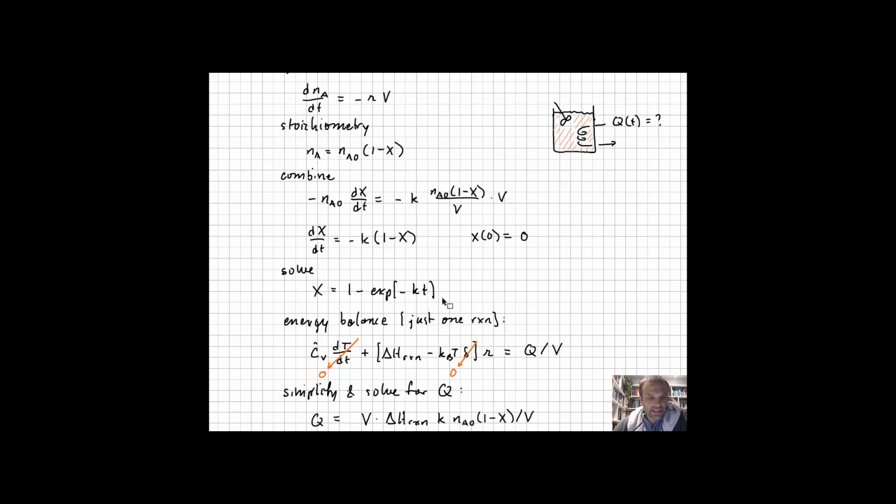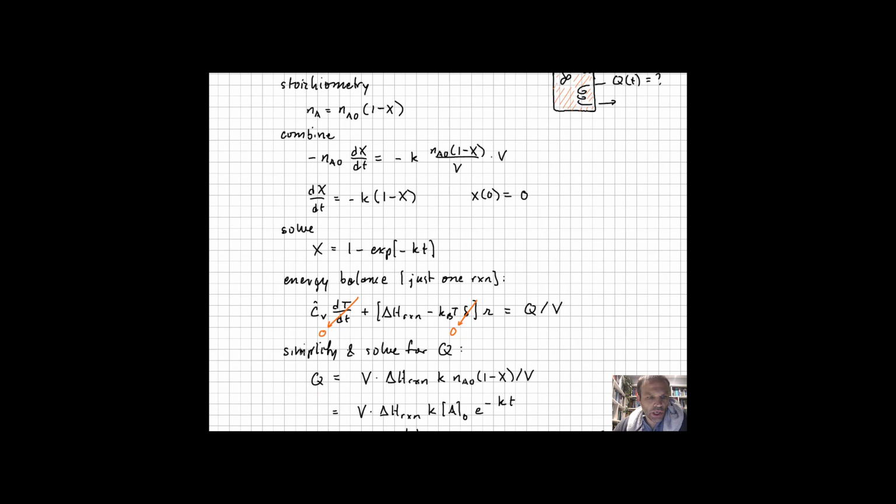So if this is X as a function of time, an exponential going from 0 up towards 1 with rate constant k, then we now have to go through and do an energy balance. We have just one reaction, so this is going to be quite a bit simpler than the sum over all reactions happening. We have an incompressible fluid because it's a liquid.